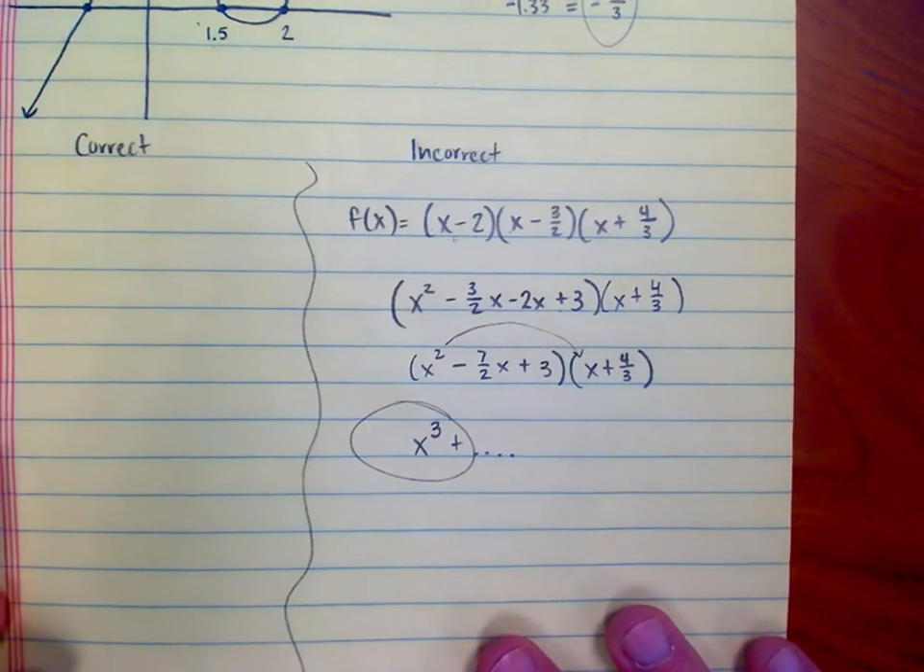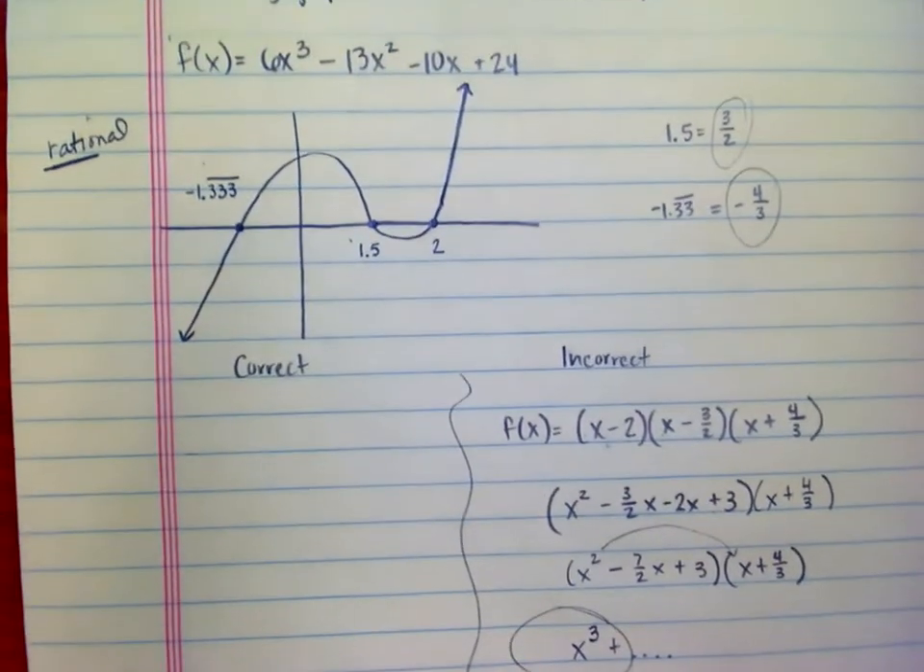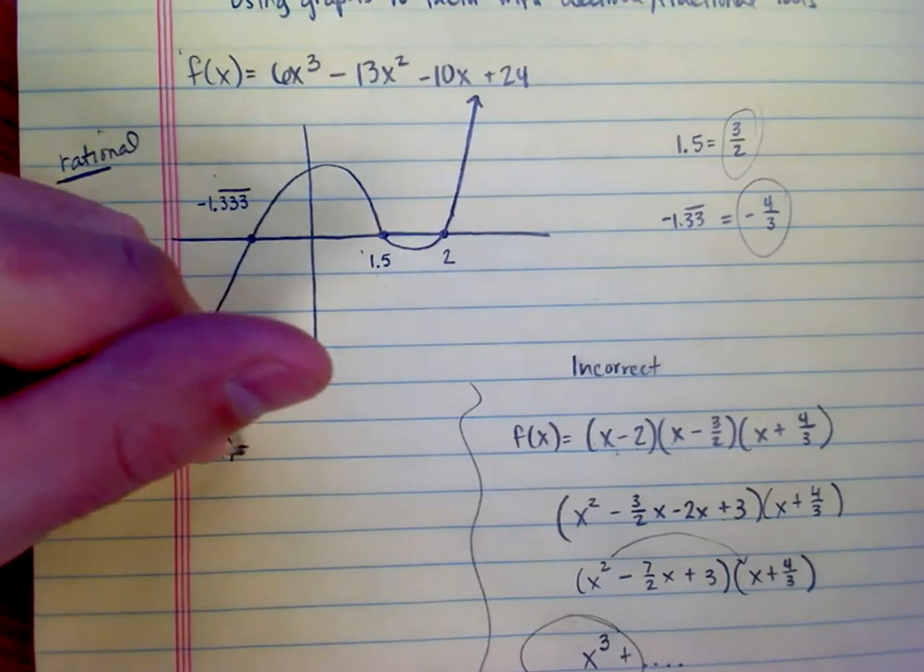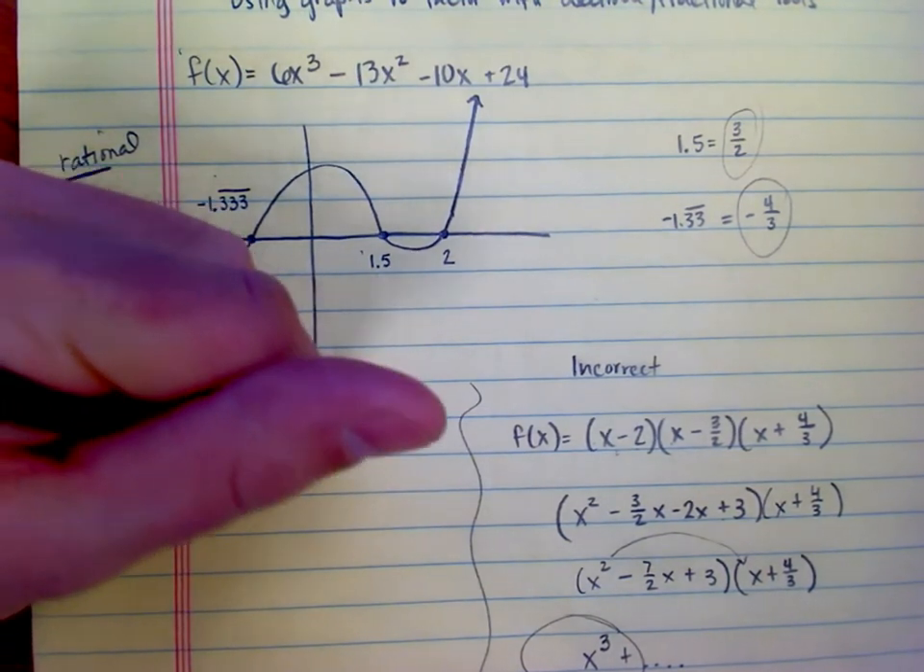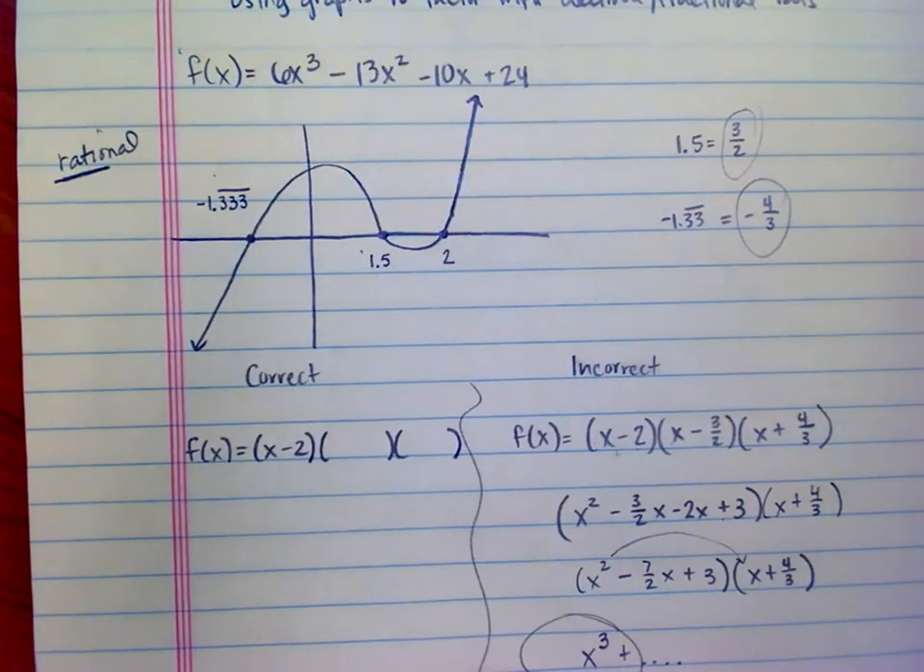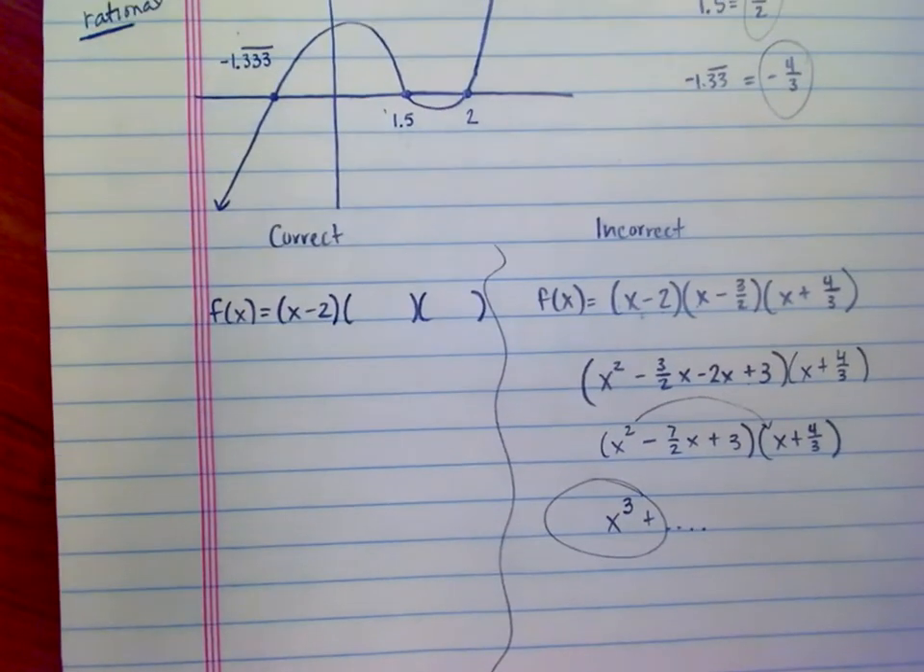So here's what we're going to do to correct it, okay? First of all, the easy one, the 2, that rule still holds in place. It's still going to be an x minus 2. What's going to change is the two fractional pieces. And so the easiest way that I can tell you to do this is the following, okay? This is the easiest way to get to the answer.